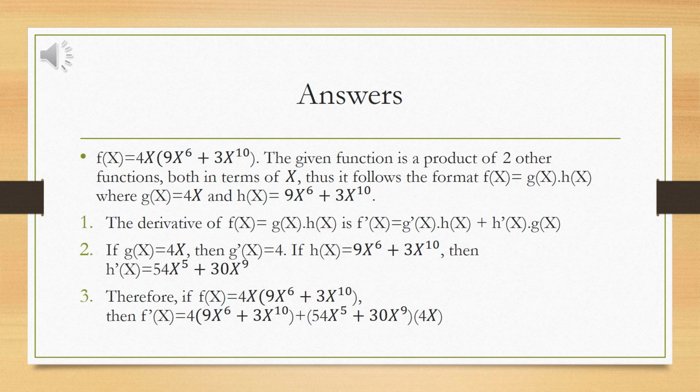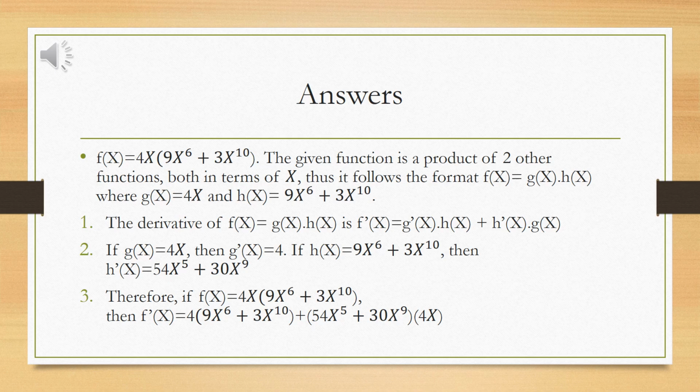F of x equals 4x times 9x to the 6 plus 3x to the 10. The given function is a product of two other functions, both in terms of x. Thus, it follows the format f of x equals g of x times h of x, where g of x is 4x and h of x is 9x to the 6 plus 3x to the 10.